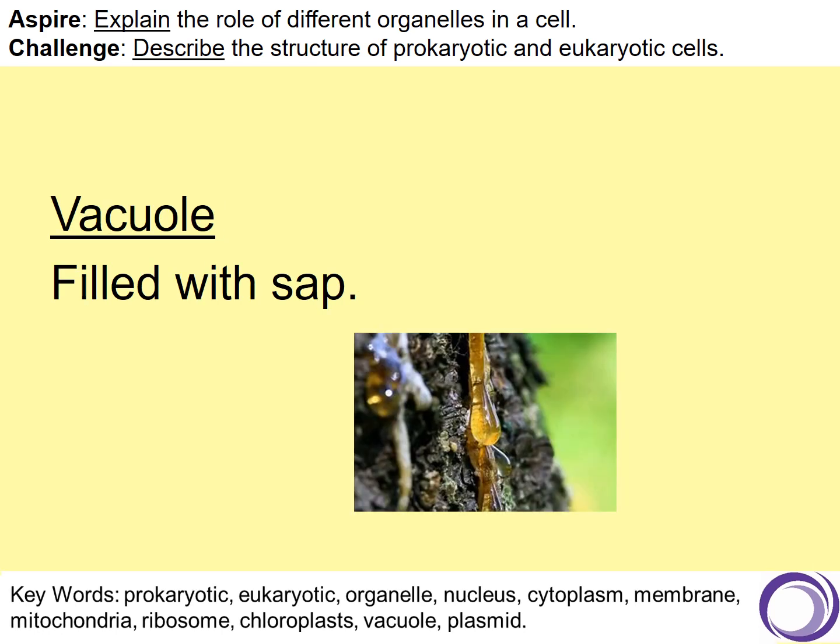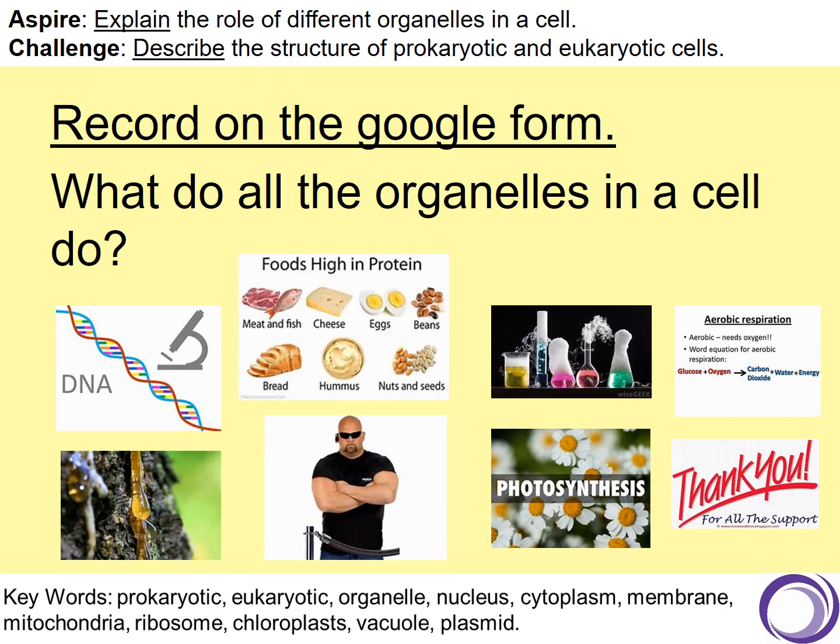The vacuole is filled with sap, and it also supports and strengthens that cell to keep it upright and reach all those really high heights that trees can get to. But it's also filled with sap, which is a sugary solution. The sugar's made from photosynthesis.